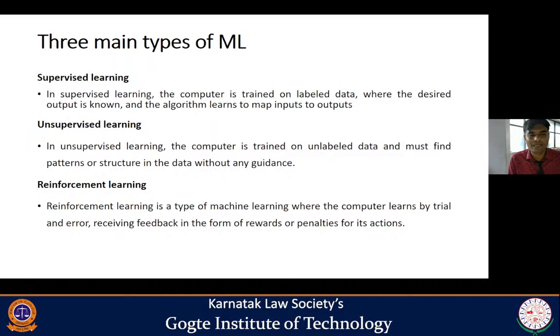Then reinforcement learning is a type of machine learning where the computer learns by trial and error, receiving feedback in the form of rewards or penalties for its actions. It uses a trial and error mechanism, and if it is performing well, we apply some rewards; otherwise, we apply some penalties for its actions.